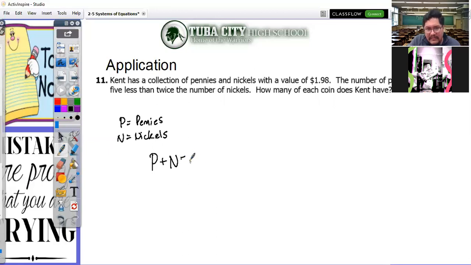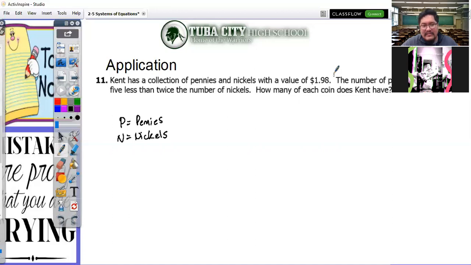Wait a minute, hold on. In this case here, no, we are talking about what they are worth. Okay, hold on a minute. We should read the whole question before moving on, because this question is a little bit different than I thought. All right, so pennies and nickels that have a value of $1.98. The number of pennies he has is 5 less than twice the number of nickels. How many of each coin does Kent have?